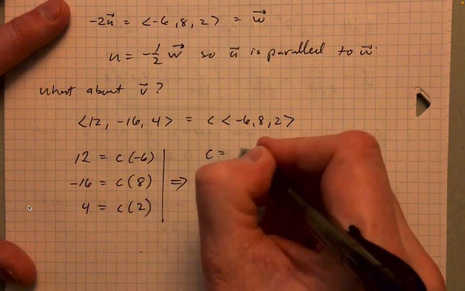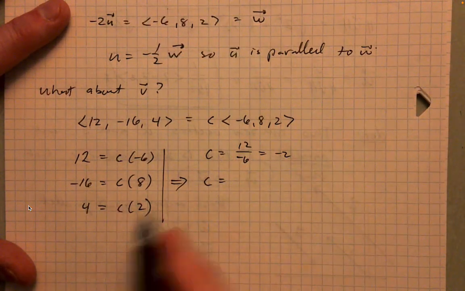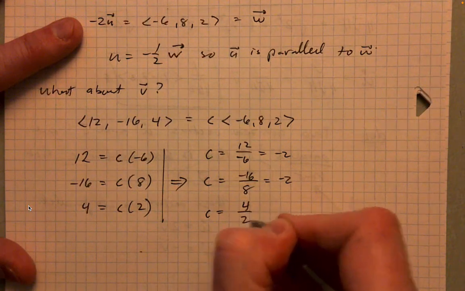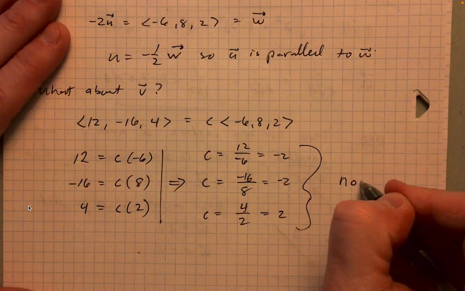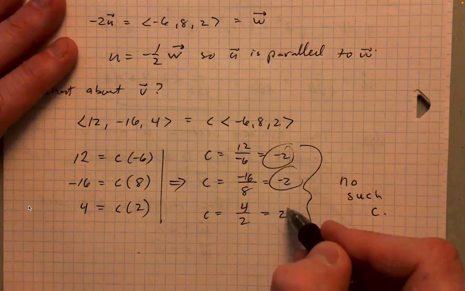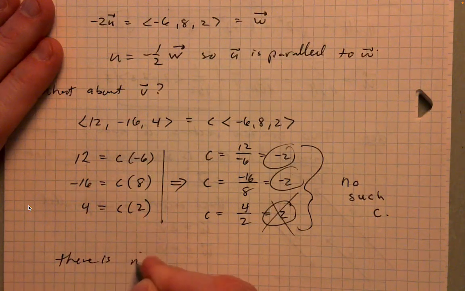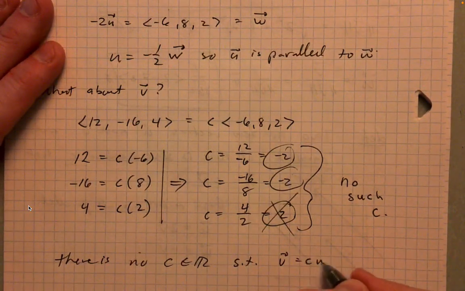And so that means c is going to be equal to 12 over -6, which is -2. And c also needs to be equal to -16 over 8, which is -2. And c needs to be equal to 4 over 2, which is +2. Okay, so no such c. We got the -2, but this one's a +2. All that means is that there's no real number c that's going to make this work, and therefore there is no c in R such that v equals c times w.